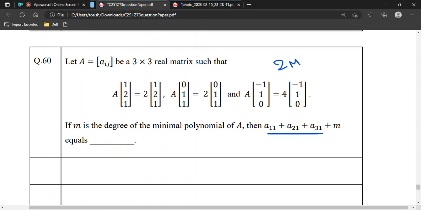Hello everyone. This is a question from GATE 2023. The question carried 2 marks. The question is from Linear Algebra.